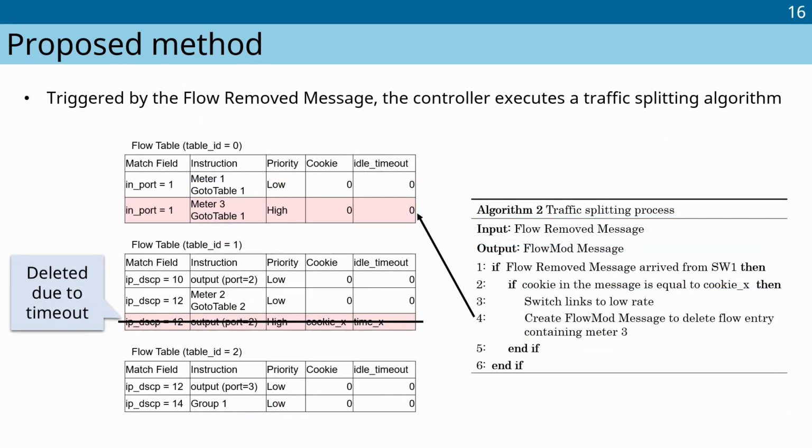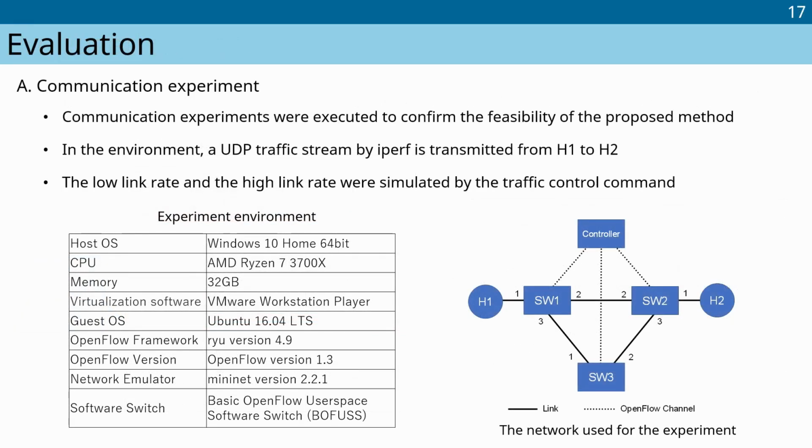From the flow removed message, the controller executes Algorithm 2 to send a flow modify message to delete this flow entry. As a result, switch 1 returns to case 2 at the middle rate. From here, I will explain the communication experiments to confirm the feasibility of the proposed method.